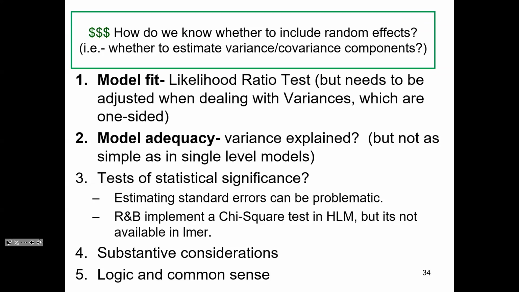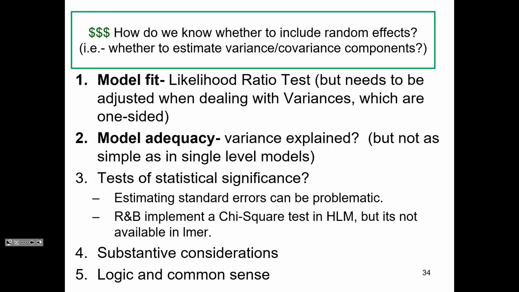So, thinking about that is a good idea, but again, it's more complicated in multi-level models. Tests of statistical significance, as I said, can be really problematic. Raudenbush and Bryk implement a chi-square test in HLM, but as far as I can tell, it's not available in lme4.